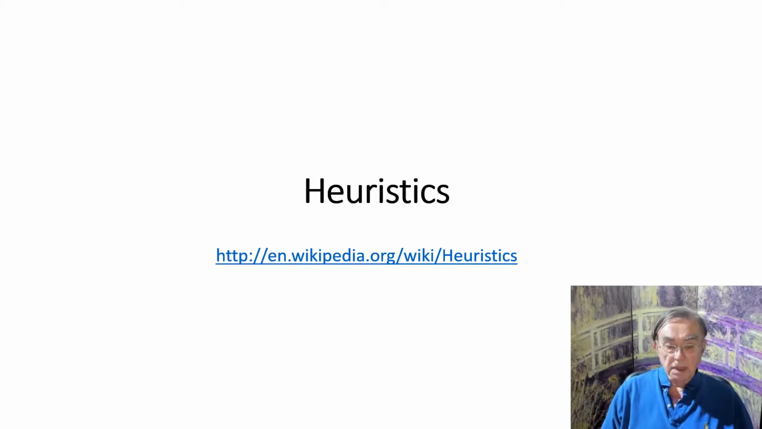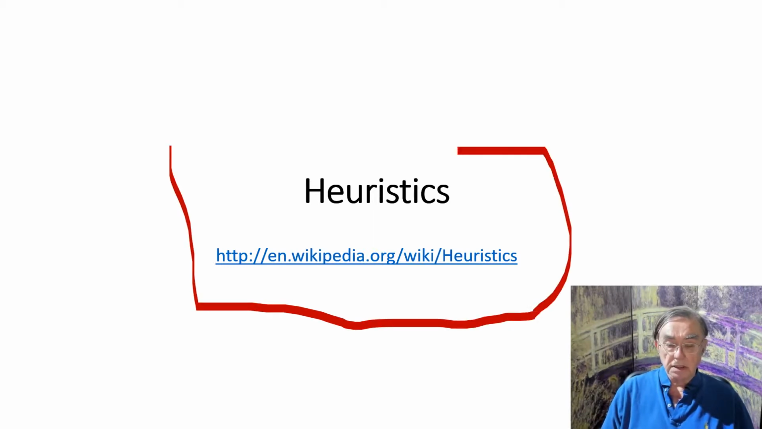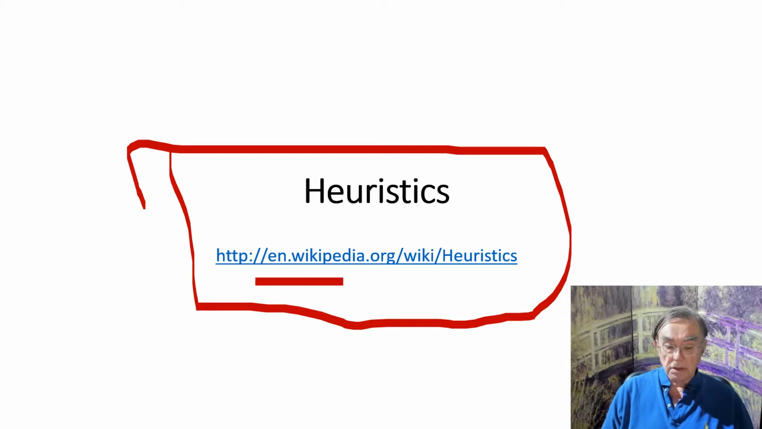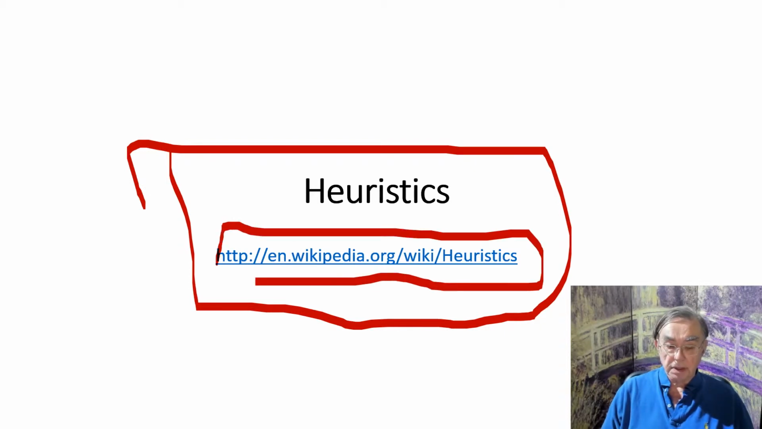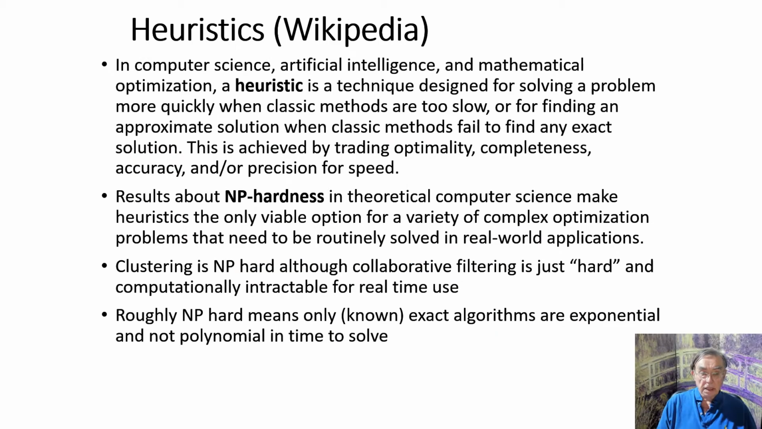All right. The last part of this lesson is on heuristics. There's a good Wikipedia article. Wikipedia usually is okay, and I think it's okay on heuristics. And what are heuristics? It's a method which is problem specific, where it's often much faster.